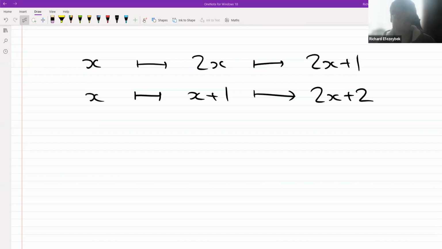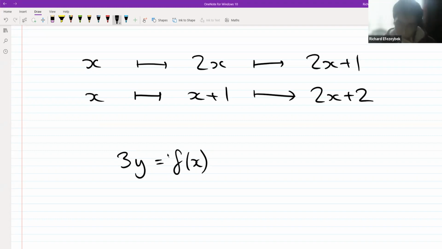Common questions just involve sketching some graph transformation. So you're given a function f. You may not even be given the algebraic function. You may be given the sketch of it. And then you may be asked to sketch the graph of 3y equals f(x) or something. And then it's easier to rearrange this to get y as the subject. And then you look at it, find the appropriate graph transformation, and then sketch it.